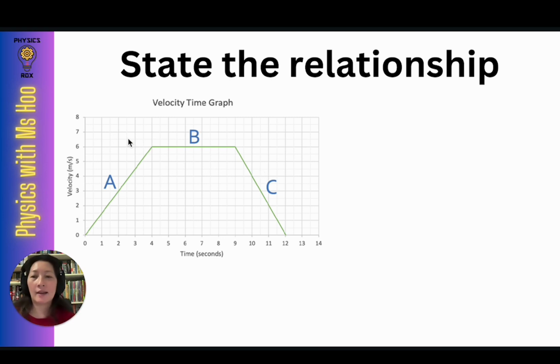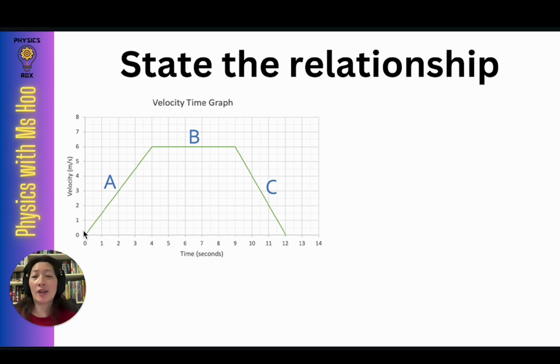Let's take a look at A. As you can see, for section A, the graph is a linear line that starts from origin. So this shows us a directly proportional relationship. Remember that directly proportional is a straight line through the origin.